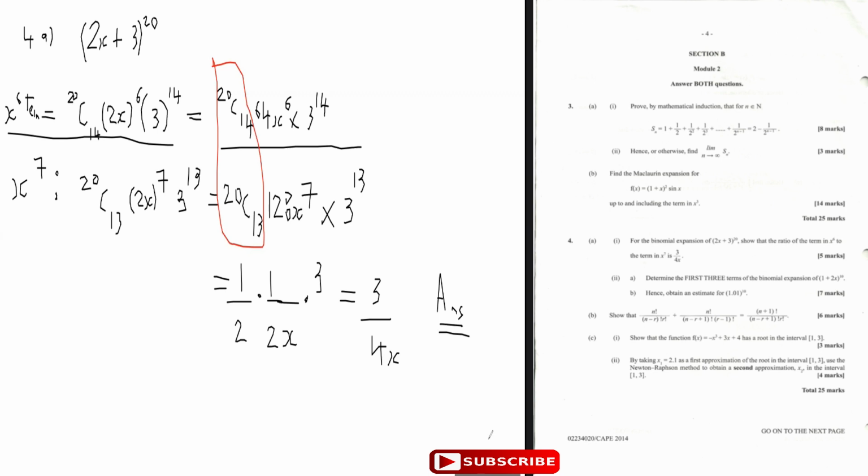Now the next part says determine the first 3 terms of the binomial expansion, 1 plus 2x to the 10. Determine the first 3 terms, all right? 1 plus 2x to the 10.